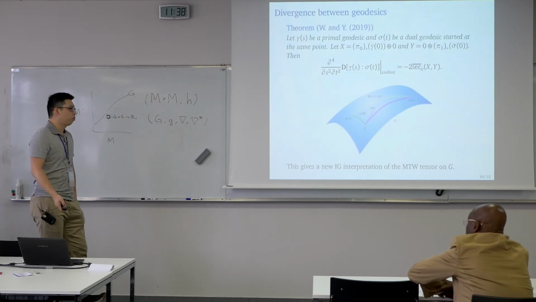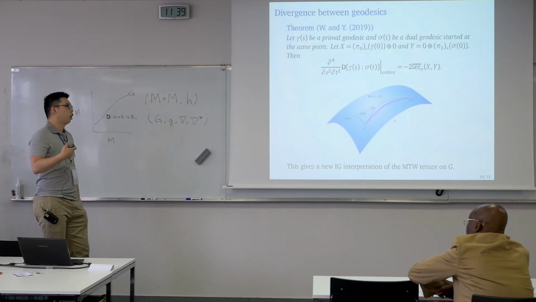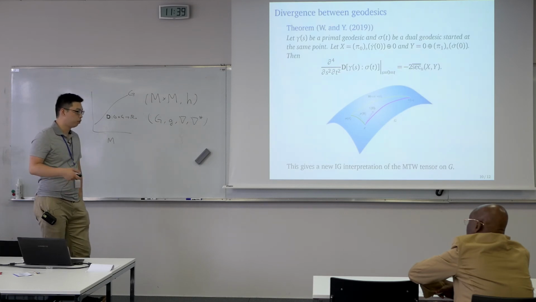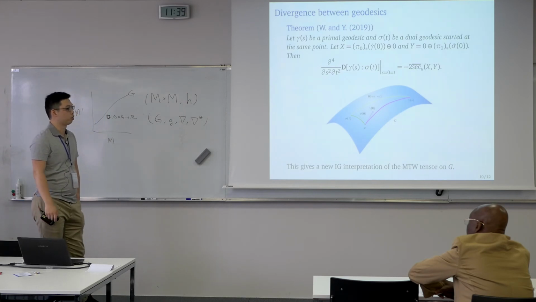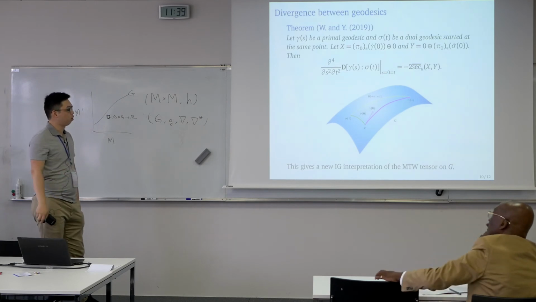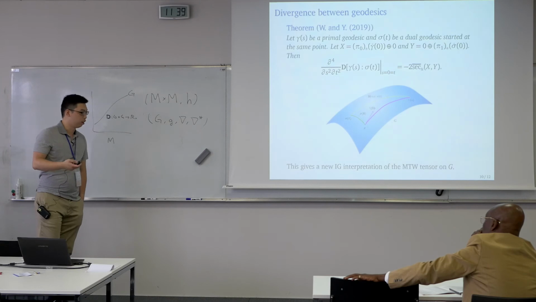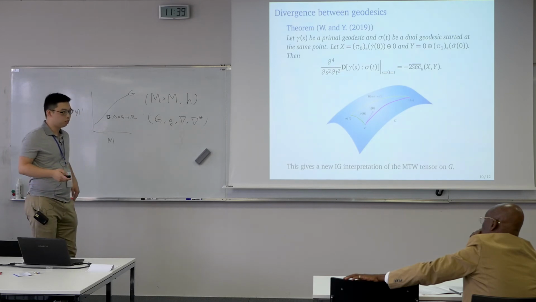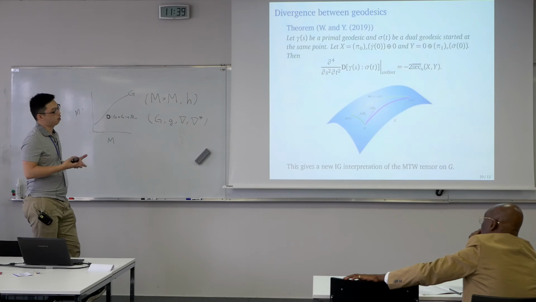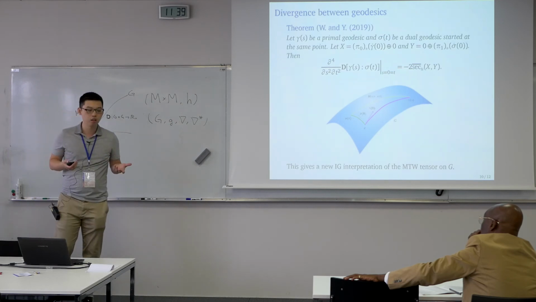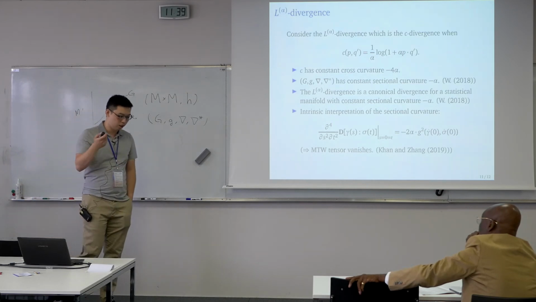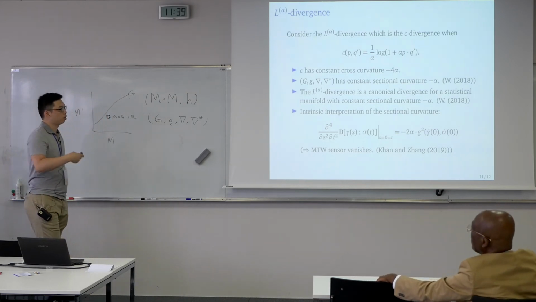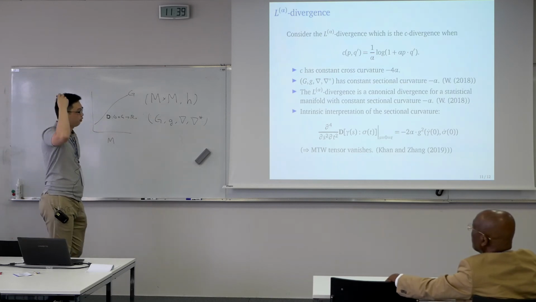So actually, this theorem provides a new information geometry interpretation of the MTW tensor in optimal transport theory. And this is quite interesting and holds for any divergence. And so now our paper has a collection of theorems for general divergence. We also have some concrete calculations and examples for some specific divergence.